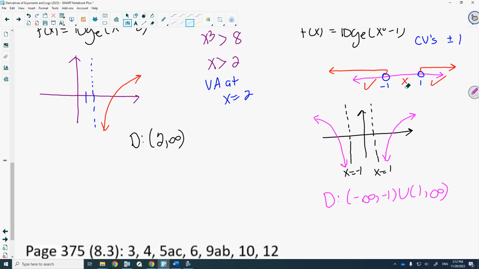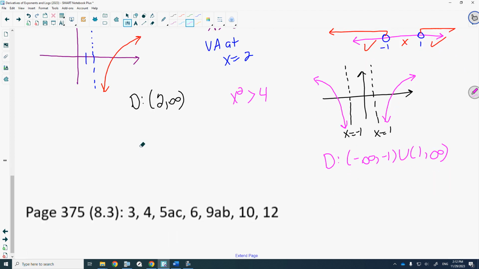So when you have squares, draw your number line. Like let's say you had x squared was greater than 4. You're getting plus or minus 2, which are going to give you your critical values. And then you would check on a number line by putting in your numbers left of 2, in between, and right of 2 is how you would do that.